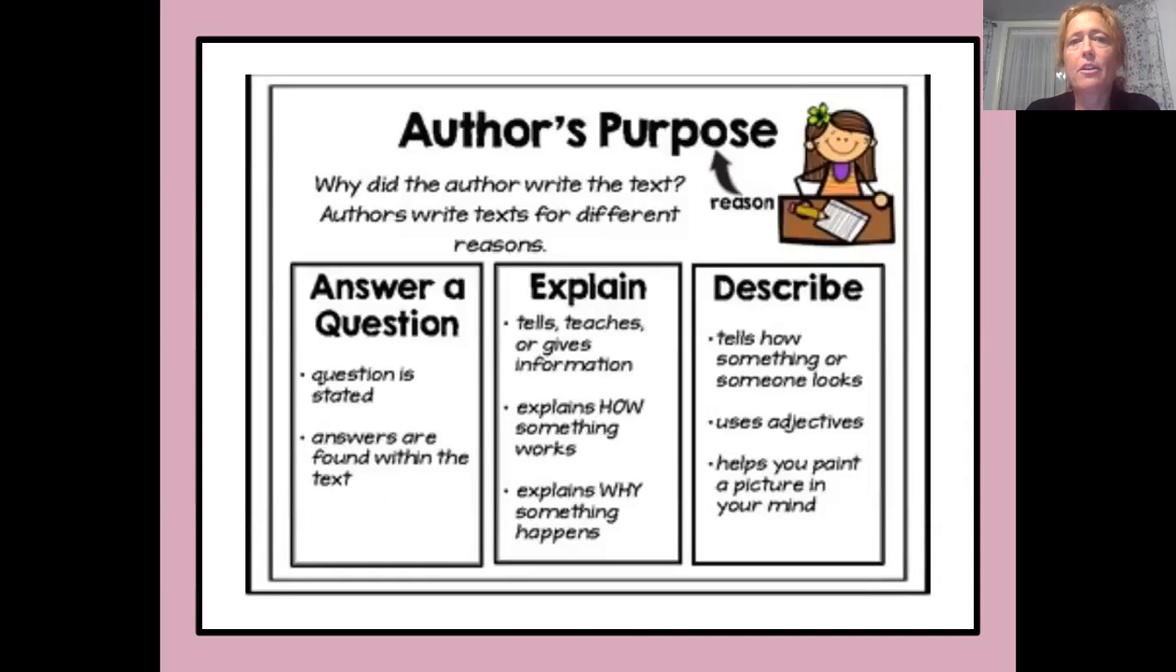So, like I was saying, the 3 main reasons why an author would write a text are to answer a question, which means the question is stated. So you could say, why is global warming occurring? Or how did a flamingo's color happen? So these are questions that are stated at the beginning and are answered through reading the text.